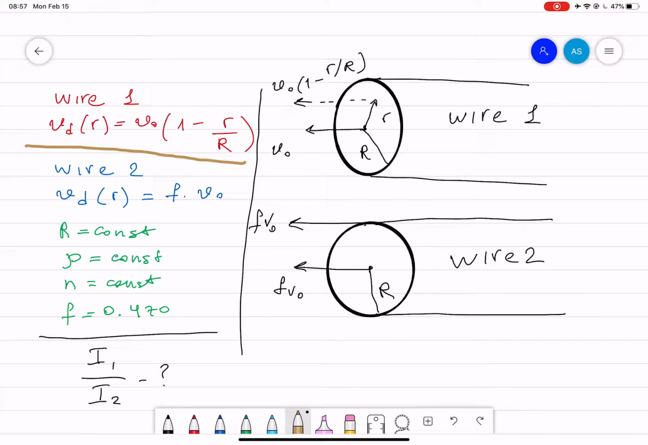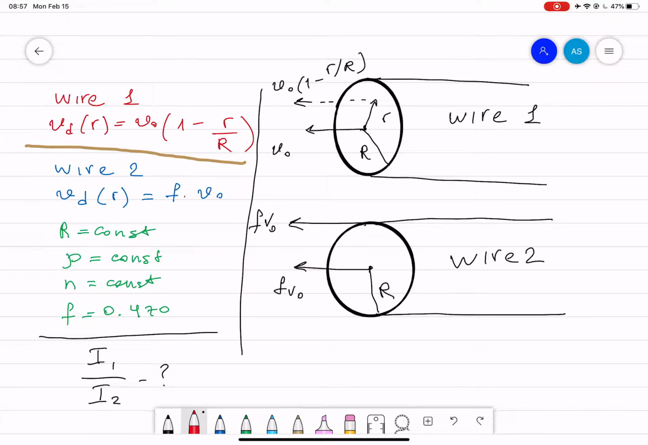However, in wire 2 it's constant. We have to find I1 divided by I2. What will be the numbers? Okay, the answer. So how can we solve it?